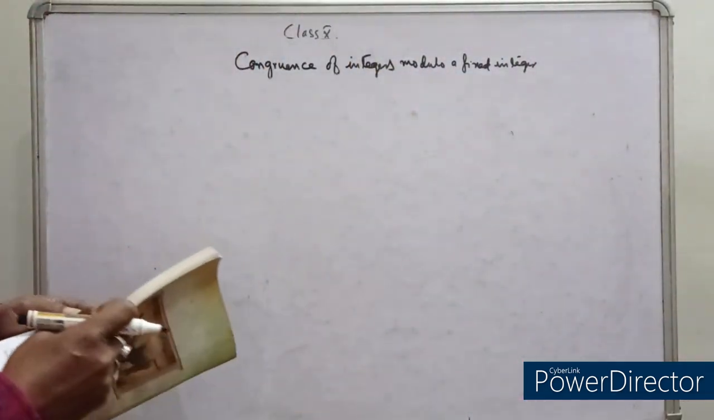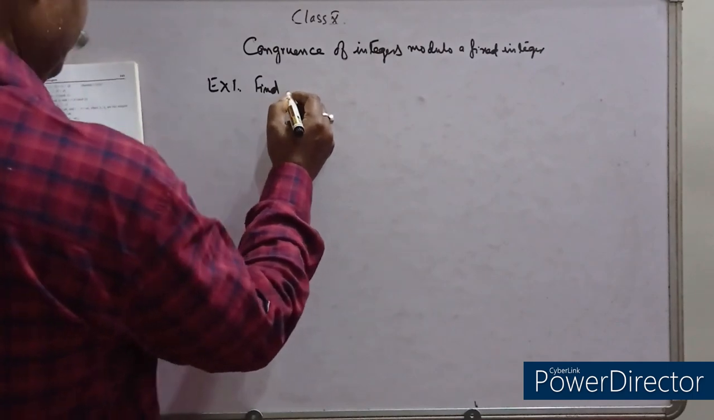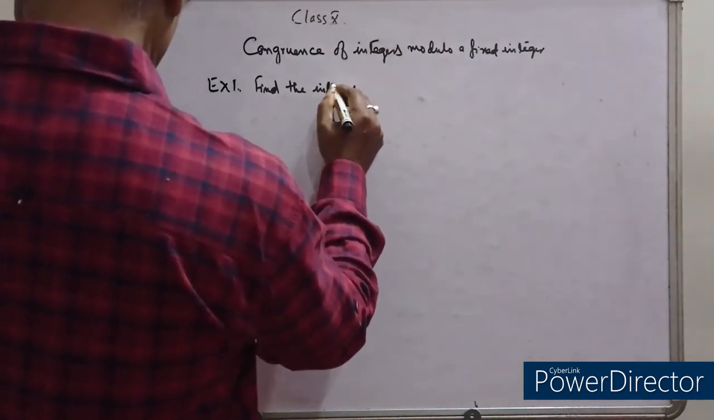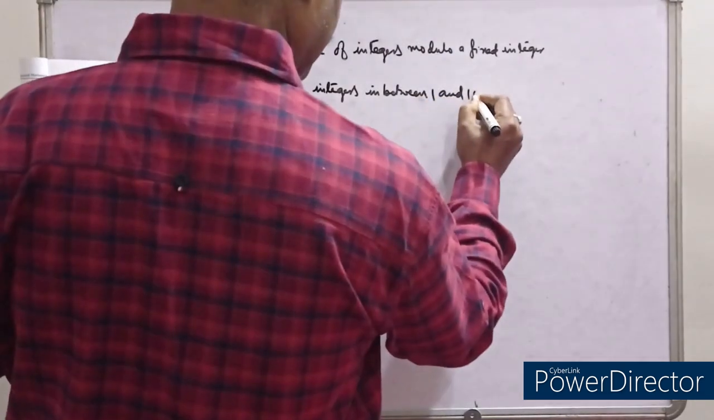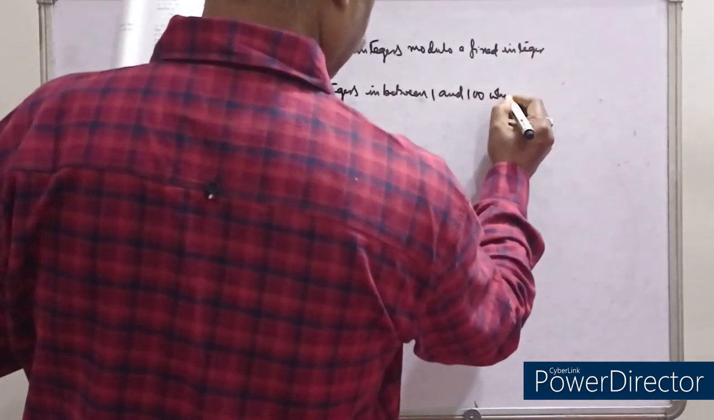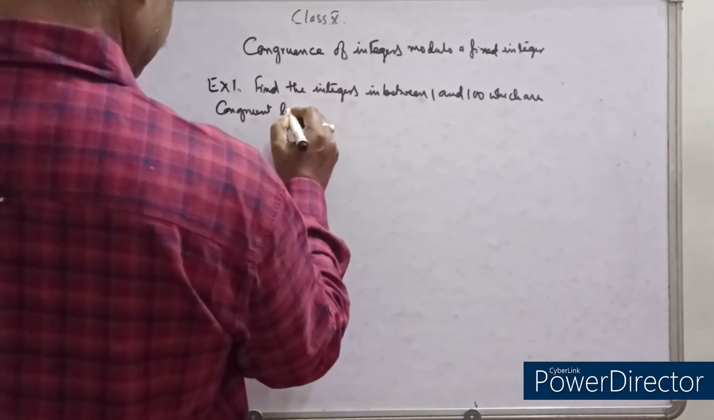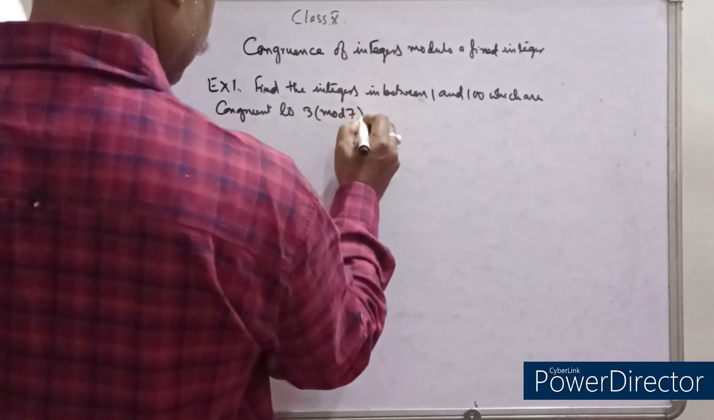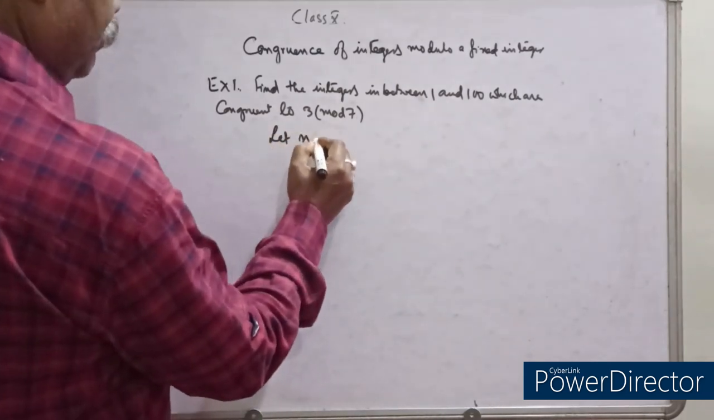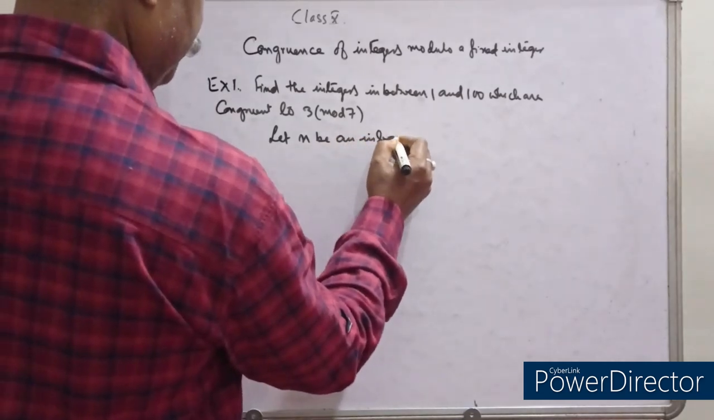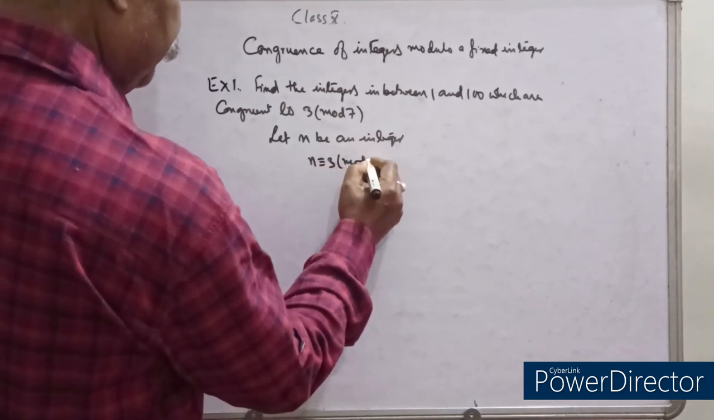Now example one. Find the integers in between 1 and 100 which are congruent to 3 mod 7. So here you see, from 1 to 100, let n be an integer. According to the definition, n congruent to 3 mod 7, you have to write it like this.